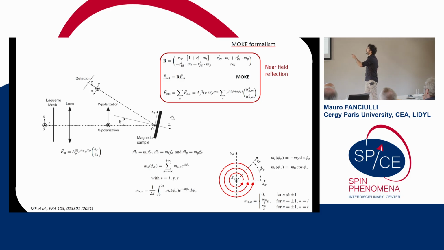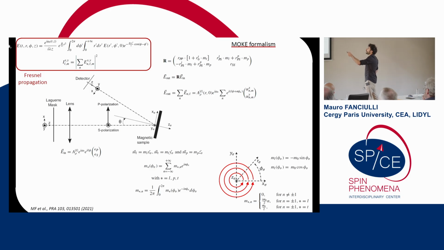And then you can calculate the electric field out as the product of the reflectivity matrix times the electric field in, very simple. And then you can propagate these to the far field and measure the intensity profile on the detector. So it's very standard, but still it is not so trivial to go through everything in all the details.